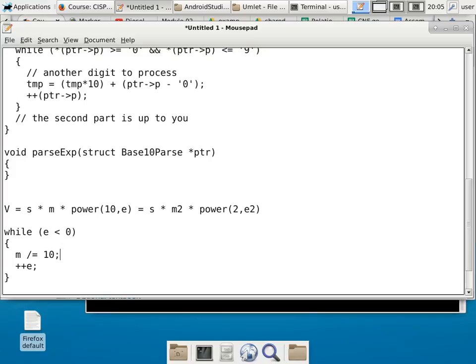No questions? Okay. What if E is non-negative or positive to begin with?